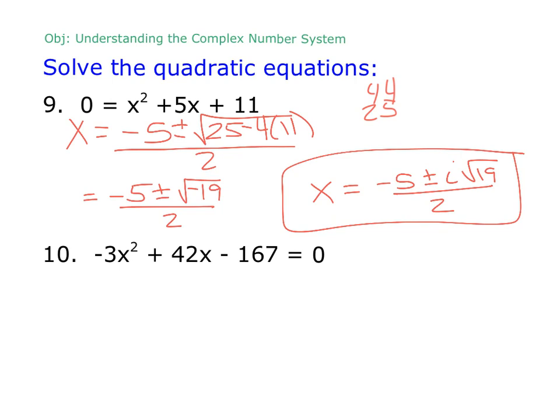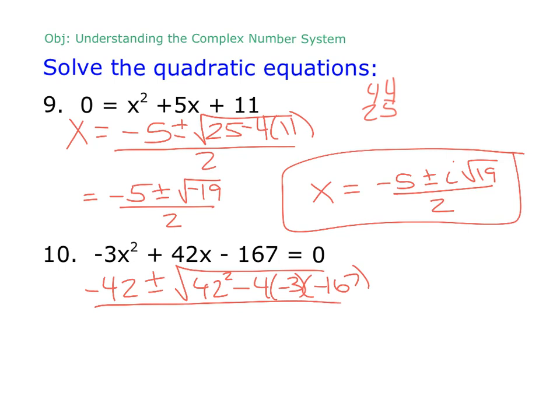All right, next one. Can I divide? I can't divide by 3. Okay. So I'm going to have to do the work. Negative 42 plus or minus the square root of 42 squared minus 4ac, all over 2a. Ugh, definitely need a calculator for this one.